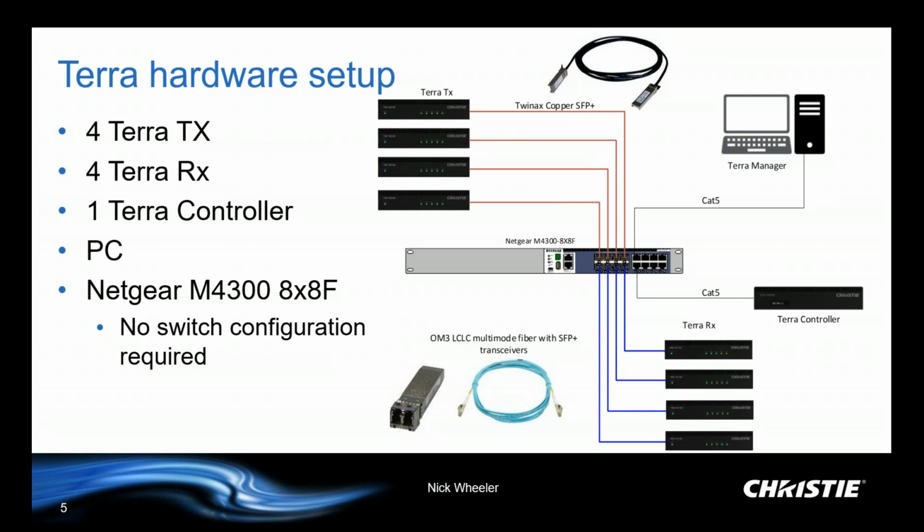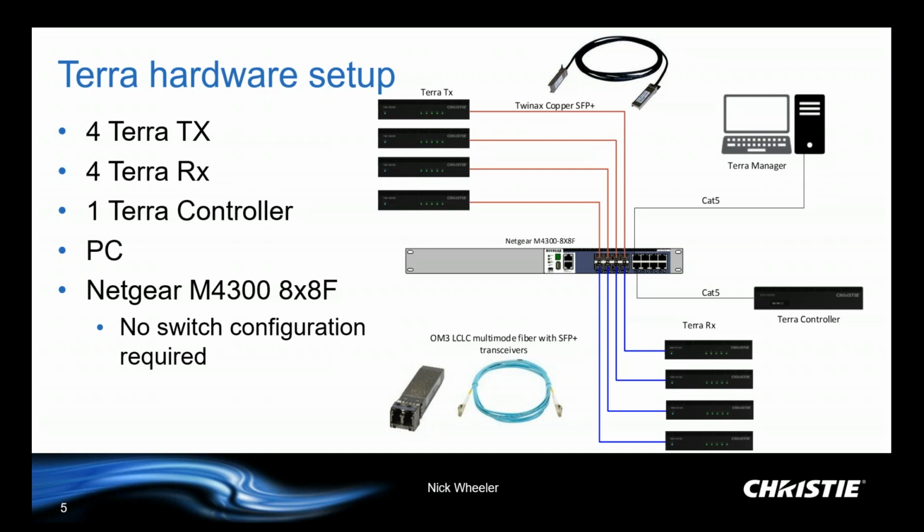I've got 4 twin-ax copper SFP plus cables going from the TX to the switch, and then I've got some OM3 fiber going from the switch to the RX. The Netgear is standard out of the box. There's no configuration required on that. I didn't touch it at all. So it's really simple. It's plug and play with SDVoE, which is great. The Terra controller is connected to the switch just over standard Cat5 cable. Nothing special about that. It doesn't require 10 gig or fiber or anything like that. And the same thing for my laptop.